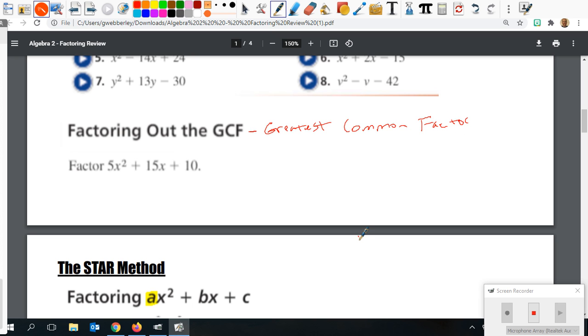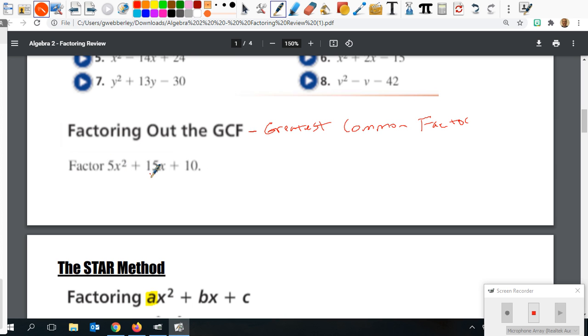So common means they have something in common. All the terms have something in common. And greatest just means it's the biggest thing they would have in common. If they have two things in common, then you want to go with the biggest one. So looking at the three terms here, we have 3 again. We call this a trinomial when there are 3 terms. If there were just 2, we'd call it a binomial.